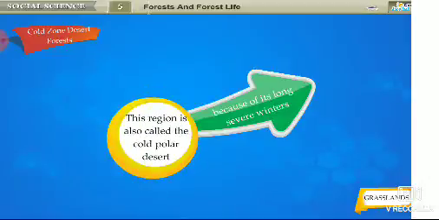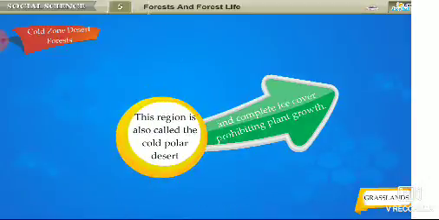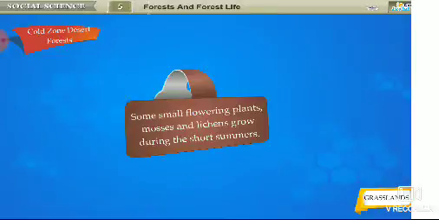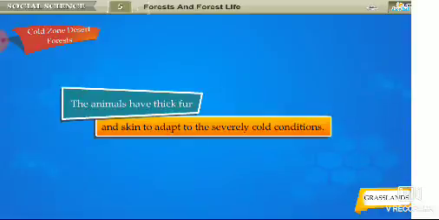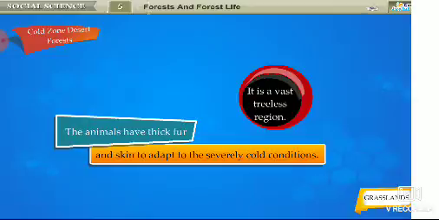Salient features. This region is also called the cold polar desert because of its long severe winters and complete ice cover prohibiting plant growth. Some small flowering plants, mosses and lichens grow during these short summers. The animals have thick fur and skin to adapt to these severely cold conditions. It is a vast treeless region.